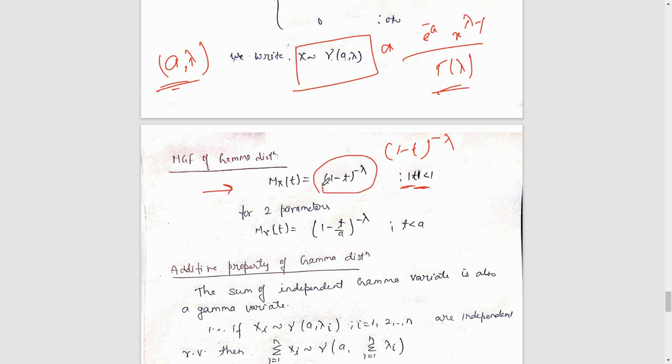I told them that somewhere you may be given a particular probability density function, or sometimes you may be given some M_X(t), or sometimes you may be given the mean and variance, and then you have to find the parameters. If you see something like that, you have to understand that we are talking about the gamma distribution of a single parameter. And for the gamma distribution of two parameters, the moment generating function is (1 minus t upon a) to the power minus lambda, and t should be less than a. If you keep a equal to 1, you get the same thing. So these are the moment generating functions for the different gamma distributions.